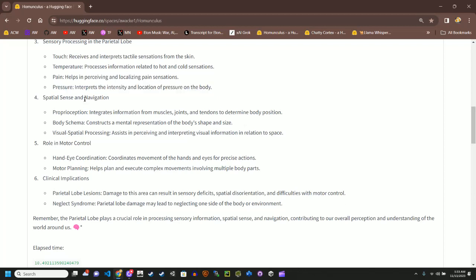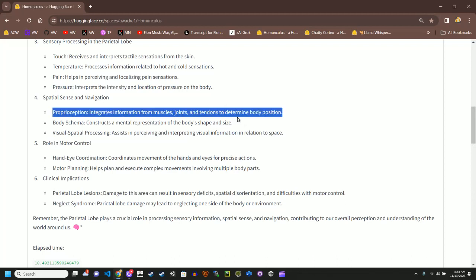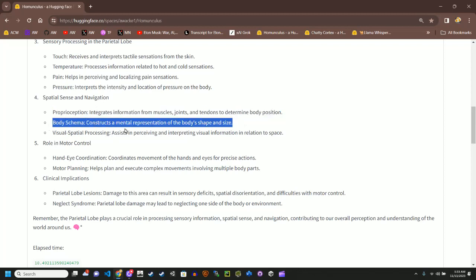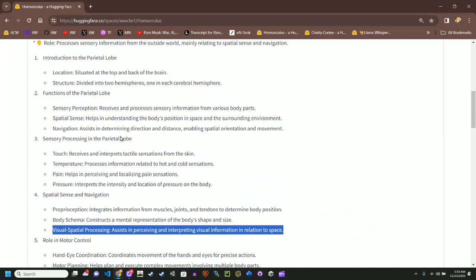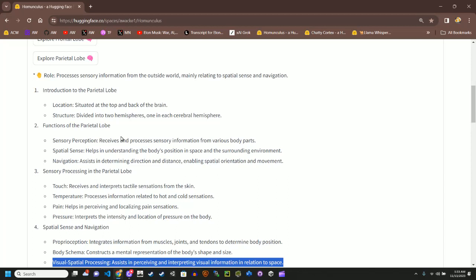4. Spatial awareness: helps to determine body position. Body schema: constructs a mental representation of the body's shape and size. Visual spatial processing: assists in perceiving and interpreting visual information in relation to space.